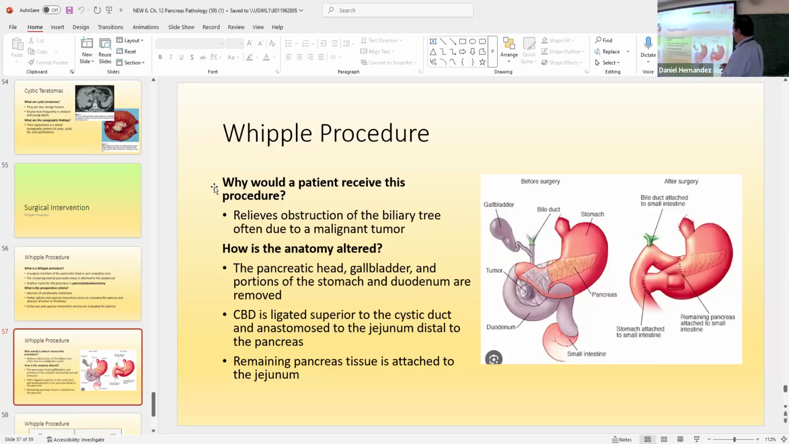So how is it altered? The pancreatic head, gallbladder, and portions of the stomach and duodenum are removed. The common bile duct is ligated superior to the cystic duct, and then connected to the jejunum, distal to the pancreas. The remaining pancreatic tissue is then attached to that jejunum.